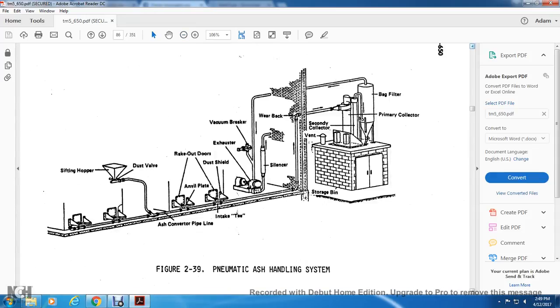Alright, the pneumatic ash handling system. Your sifting hopper, dust valve, air conveyor pipeline, intake head, dust shield, exhauster, vacuum breaker, silencer, secondary collector vent, storage bin, primary collector bag filter.